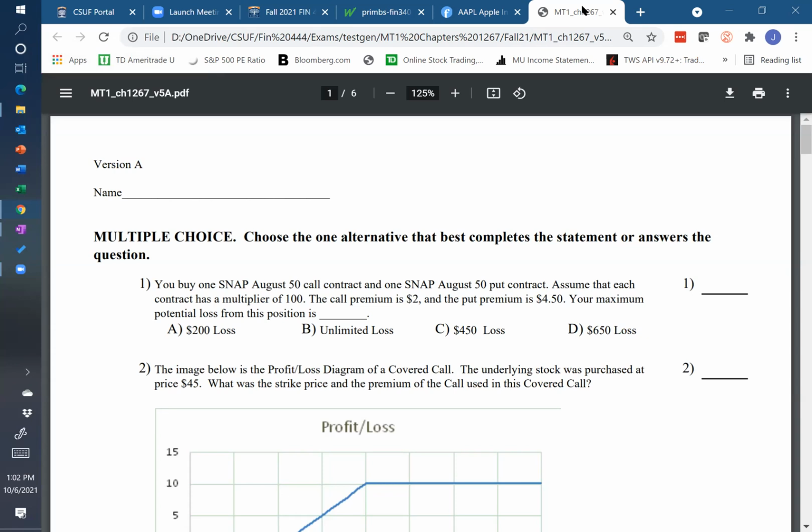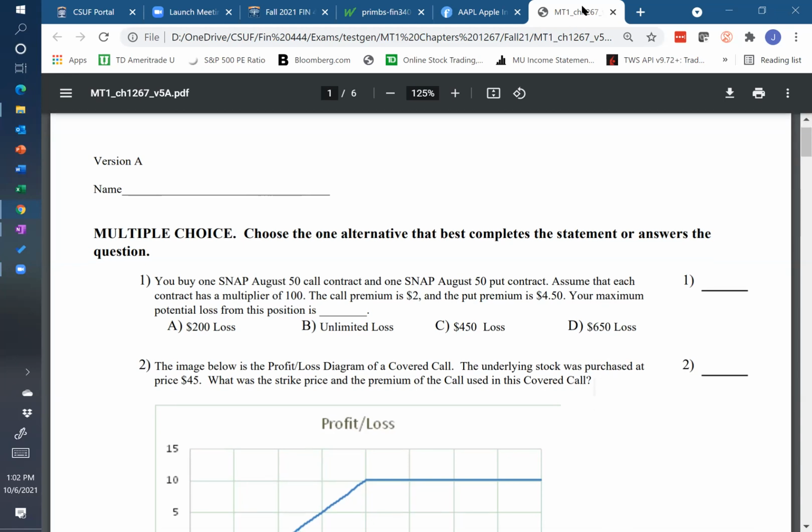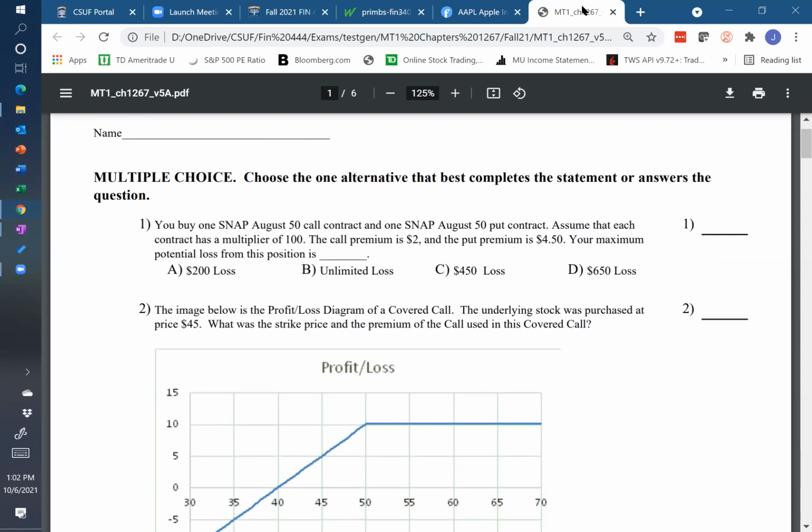There were two versions of the exam, version A and B, but they were roughly the same. I think they might have all been the same, even the numbers. They were just mixed up. All right, let's go through this.